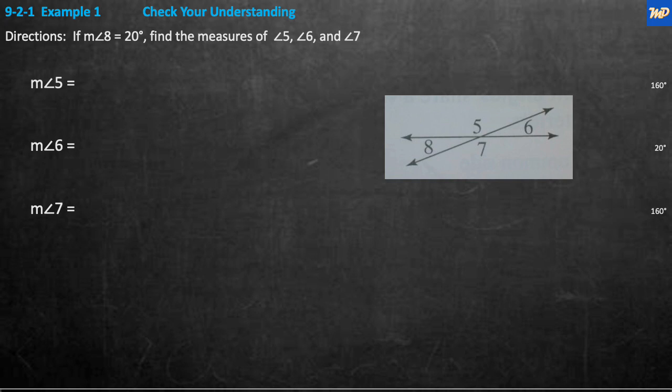Okay, now that you've completed that task, let's take a look at it. We know that the measure of angle 8 is 20 degrees. And we see where angle 8 is over in the picture. Angle 8 is right here.